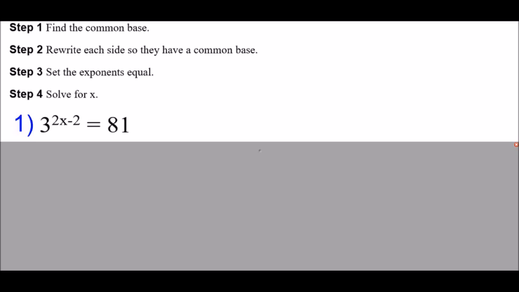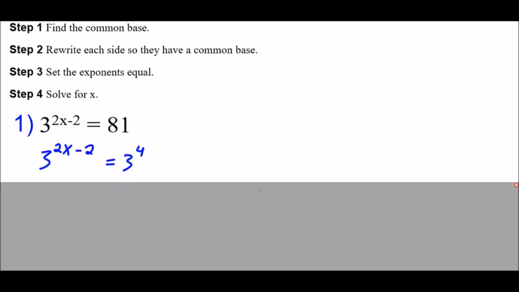And in step 2, we can rewrite each side of these equations so that they have that common base. On the left side, we're going to leave it as 3 raised to the 2x minus 2. But on the right side, we're going to rewrite 81 as 3 to the 4th power, because 3 to the 4th power is 81. Now they both have a common base of 3.